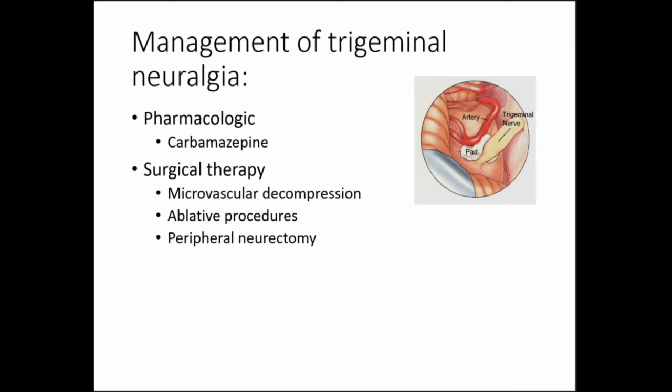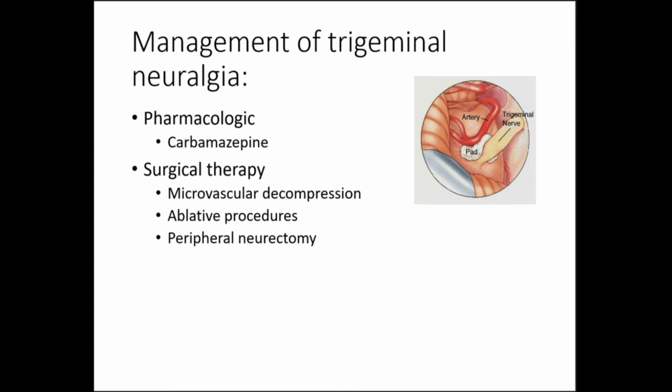With regards to the surgical treatment of trigeminal neuralgia, you can do microvascular decompression, and so this essentially consists of doing a craniotomy in order to identify the vessel which is compressing the trigeminal nerve, moving it out of the way, and putting a soft cushion pad in between in order to allow the nerve to recover and to reduce pressure on the nerve. There are also ablative procedures.